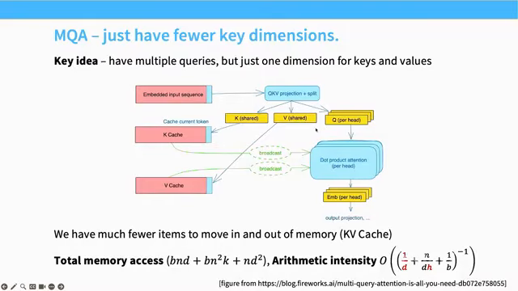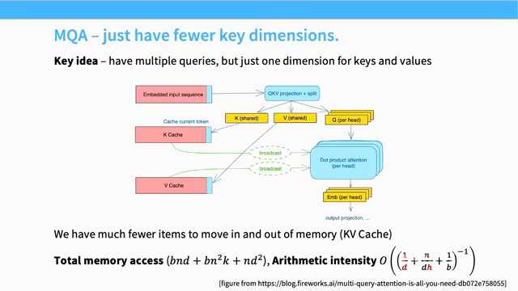If we do this, then this drastically removes the amount of items that need to be moved in and out of memory, right? Because the KV cache is now significantly smaller. These are all shared across all the heads. This significantly reduces the total memory access as well as the arithmetic intensity. The key term that we were talking about here, we had the n over d term. Now we have h multiplying this, right? And so this h term allows us to significantly increase the arithmetic intensity if we have a lot of heads, right? This is a significant gain over what we had before.